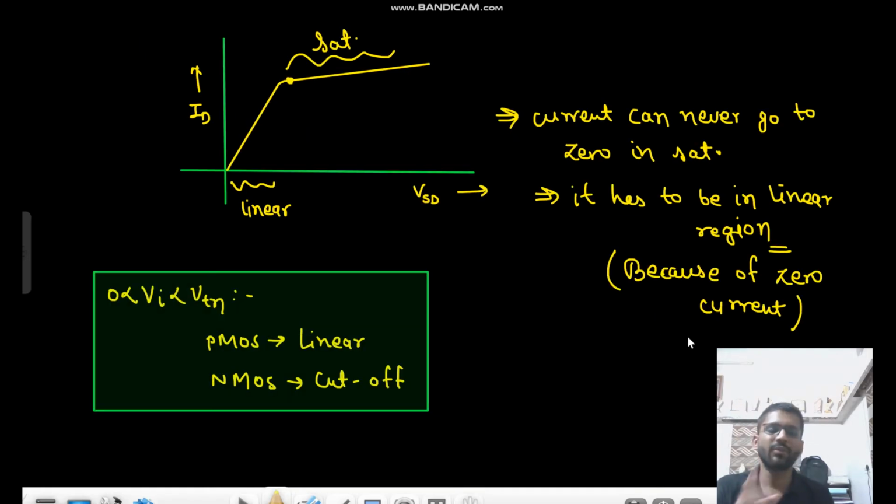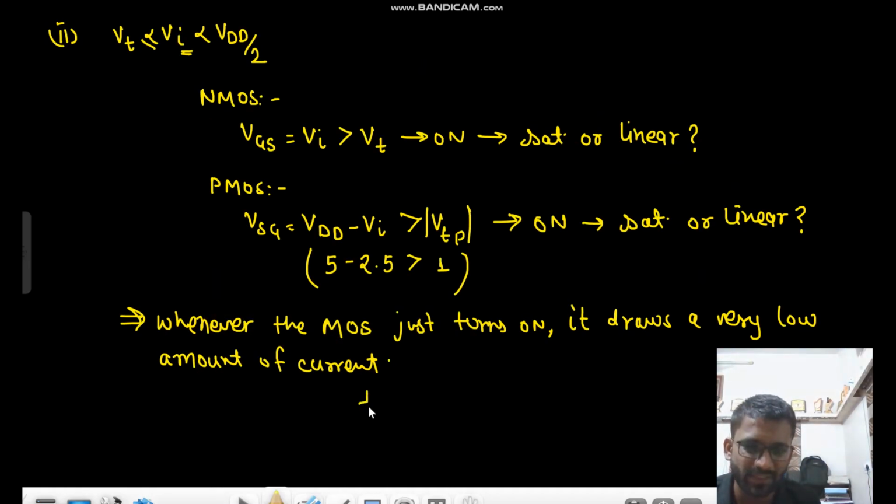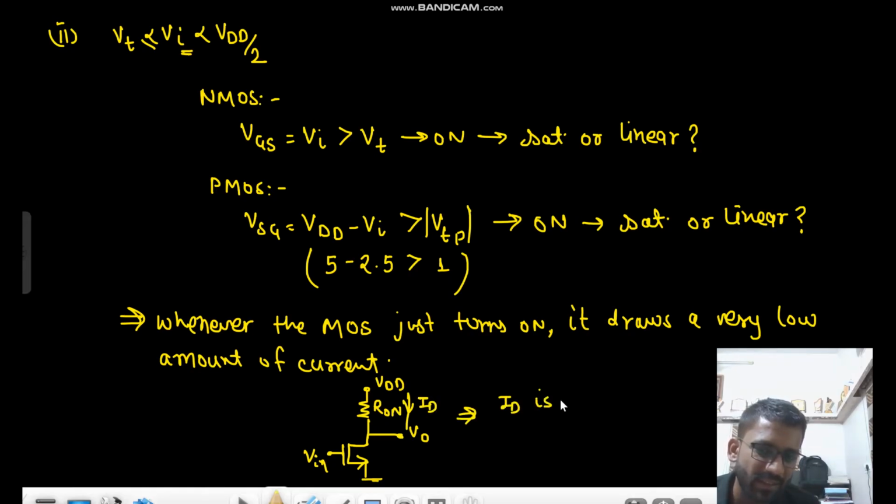And previously your PMOS was in the linear region. So by the previous analysis, I will just replace it with a resistance. So this is Ron and this is your VDD and this is your V naught. Okay, and this is some current source initially. I will just make PMOS here. Okay, this is your Vin. So if it is drawing a very little current, your V naught will, ID is very little.